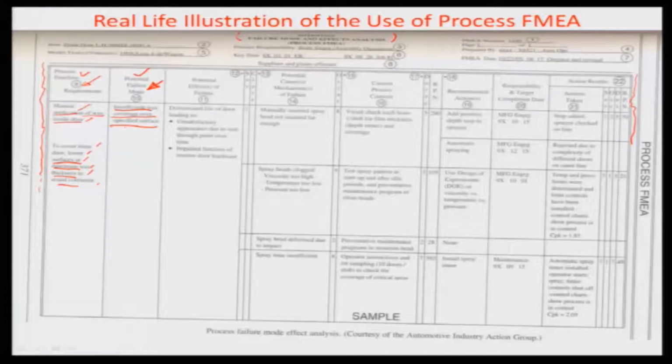You can say that the potential effects of this failure, once this wax coverage is insufficient, could be the deteriorated life of the door, which can lead to an unsatisfactory appearance due to rust through paint over time. So obviously there is going to be a sneaking in of the water within the door, inner and outer, and it's going to start rusting the inner side of the door. So there is an unsatisfactory appearance because of this rusting through the paint over time, and then obviously the impaired function of the interior door hardware.